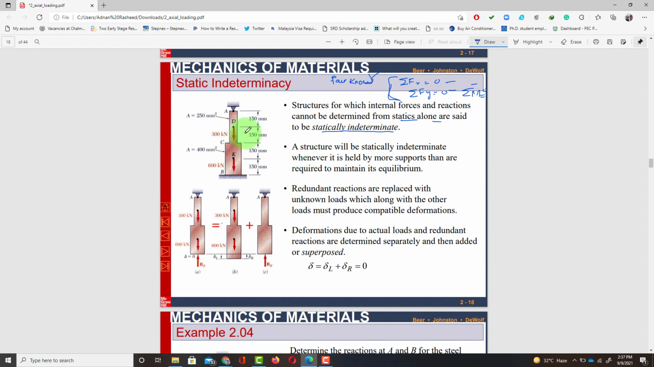So yeah, this is the example. You can see that this is a member having cross-sectional area A 400 square millimeter and length is 300 mm. Clear? And there is another member of area 250 square millimeter and there is a load acting at point D and K. In this condition there will be a reaction force from the bottom that is represented as RB, and if you remove this, at point A there will be reaction RA.